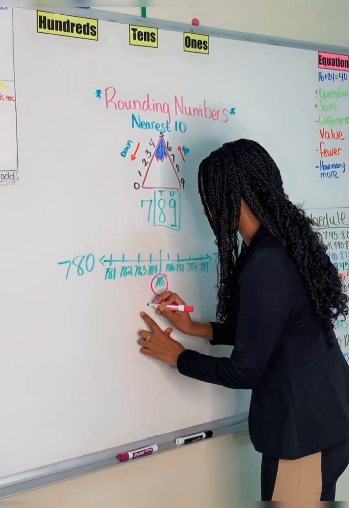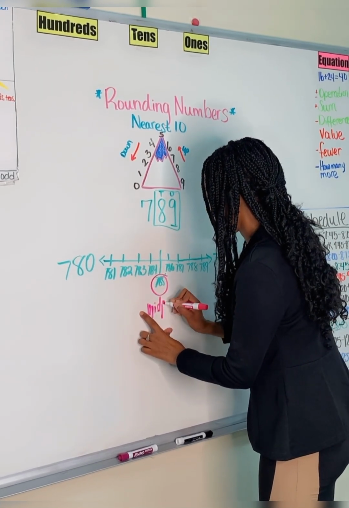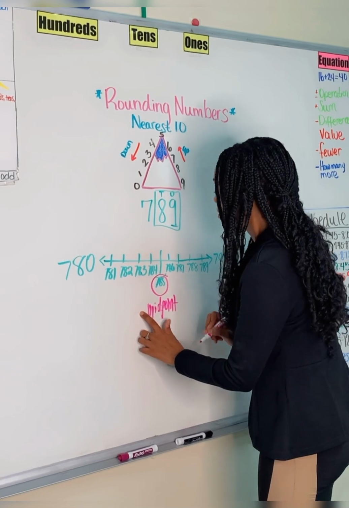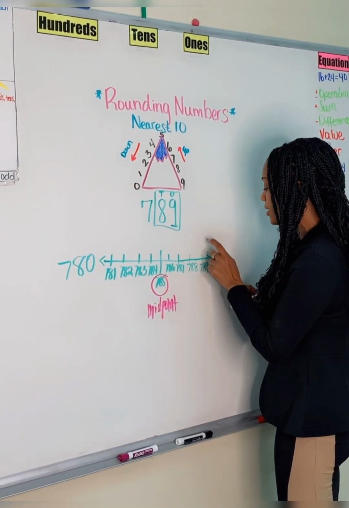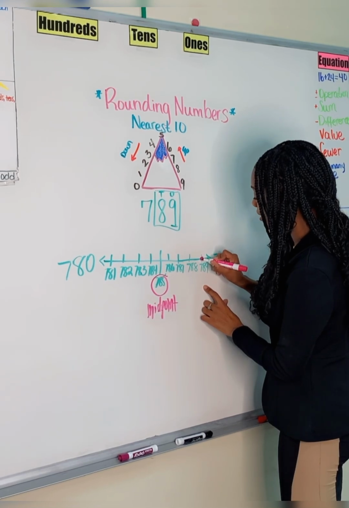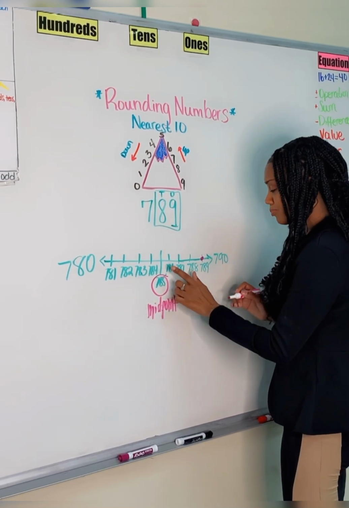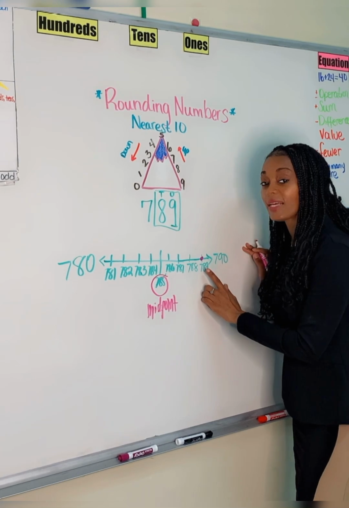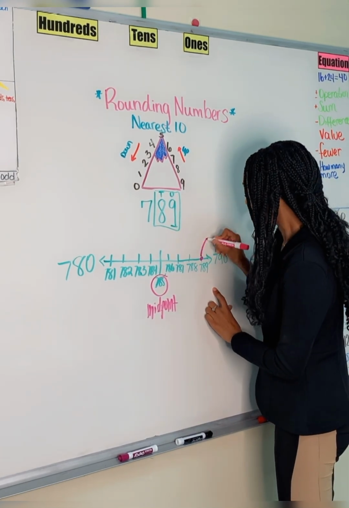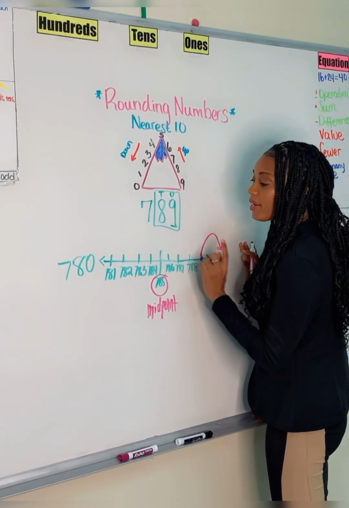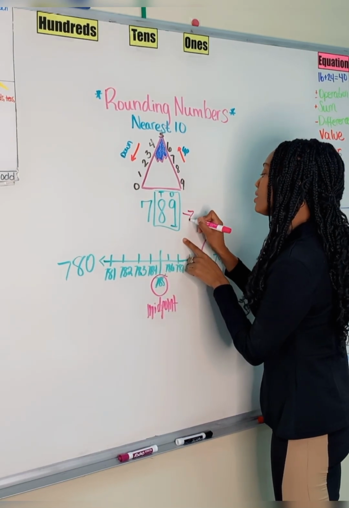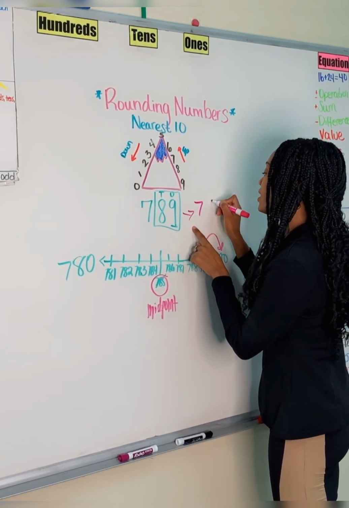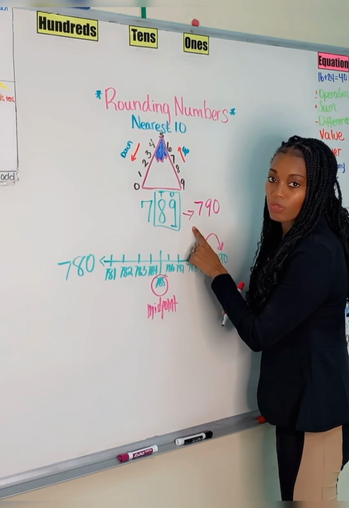Remember, our midpoint is halfway in between. So I'll put my midpoint there. The next thing I'm going to do is plot my number. I'm going to find 789. 789 is way over here. You can already visibly see that 789 is a lot closer to 790 than it is to 780. So if we round 789 to the nearest 10, it is going to be 790.